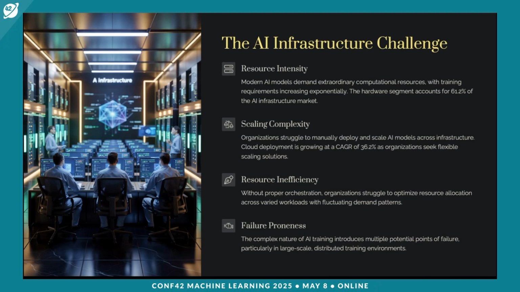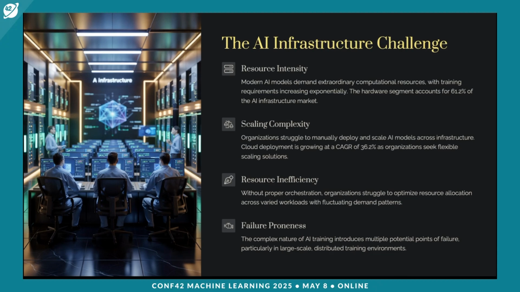Without proper orchestration, organizations struggle to optimize resource allocation across varied workloads with fluctuating demand patterns. As pipelines become more distributed, spanning object stores, message queues, feature stores, and heterogeneous compute, failure modes multiply and increase potential points of failure. Without automated recovery, mean time to repair can stretch into hours or even days. This is extremely concerning in large scale distributed training environments. These challenges together combine to slow down model iteration, inflate costs, and undermine reliability.